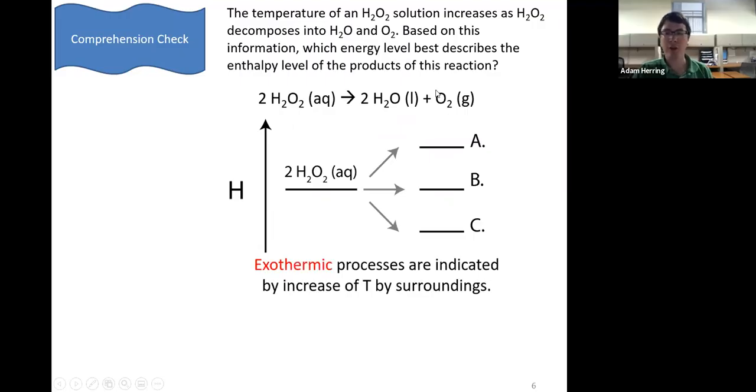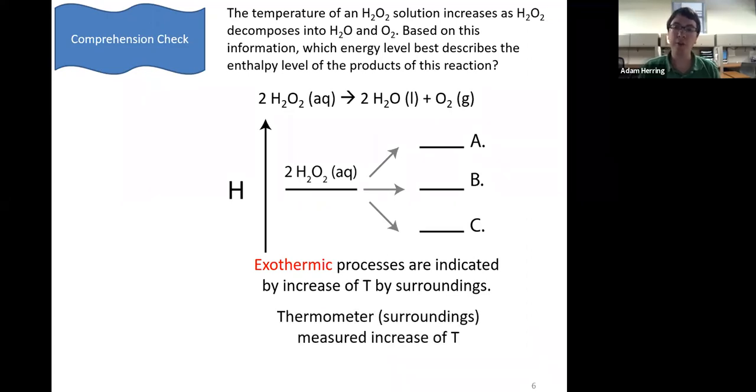We know that exothermic processes are indicated by an increase of the temperature as indicated by the surroundings. Our thermometer is part of the surroundings, and it measures an increase of temperature for this reaction. In the prompt, it says that the temperature of the solution increases as the decomposition occurs. Because the thermometer is part of the surroundings and its temperature went up, the thermometer absorbed energy from our system, and therefore the reaction must be exothermic.